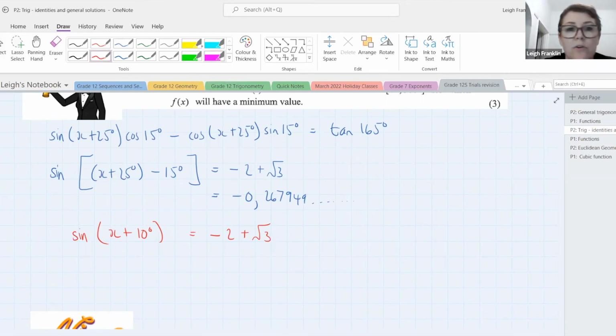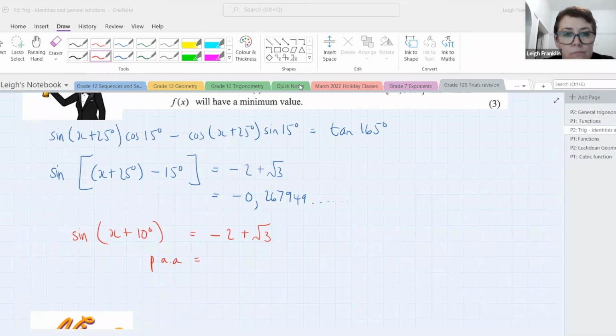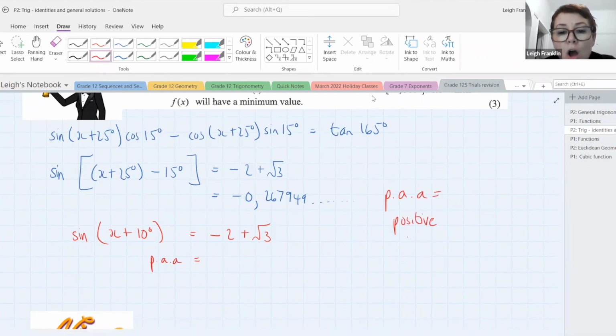What PAA are you guys getting? So you're working out your reference angle or key angle? Oh, so PAA stands for positive acute angle.